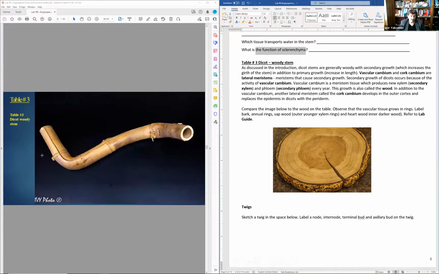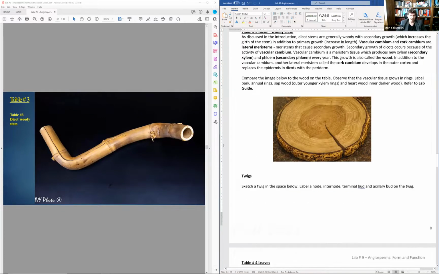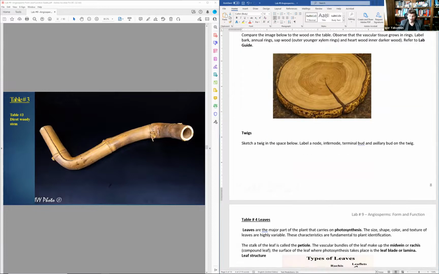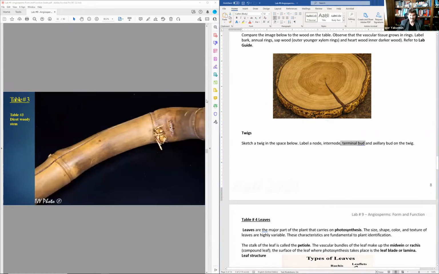Now the twigs. We're looking at the bamboo shoot, a dried bamboo shoot. So it will be lacking the terminal bud. The terminal bud will be at the very tip of that shoot. In this particular case, it has been cut off. But what we can see on that particular part are the axillary buds, the sideways ones, right here. Those are the axillary buds. The leaves will be coming out.